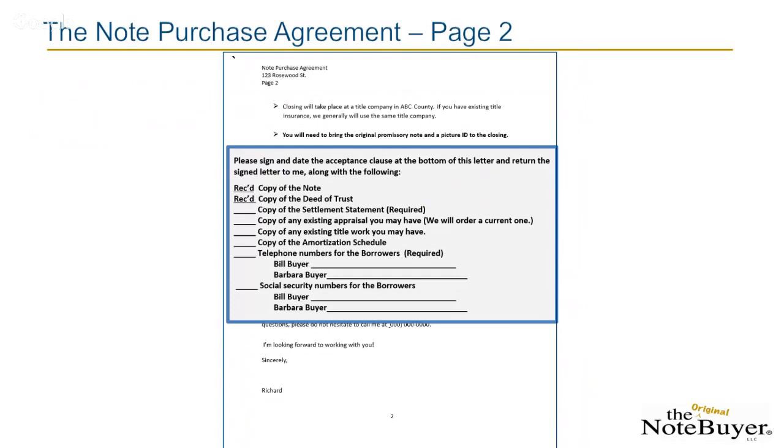But at some point, you're going to have to have the social security numbers in order to do your year-end tax reporting once the borrower starts making payments to you.